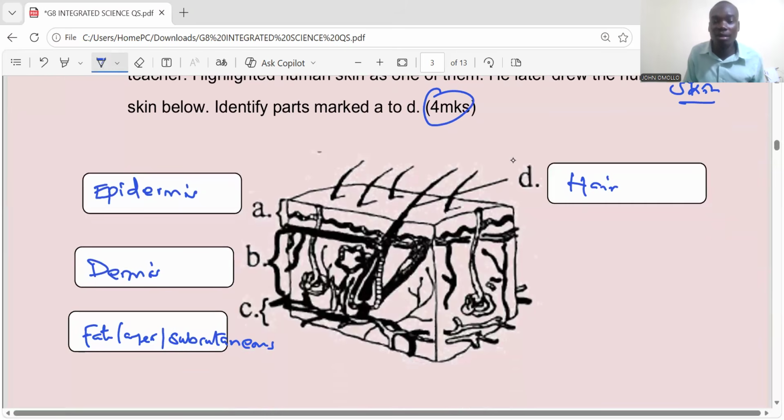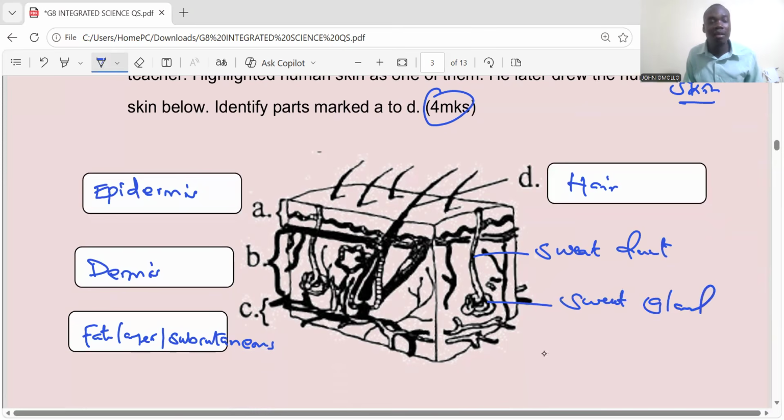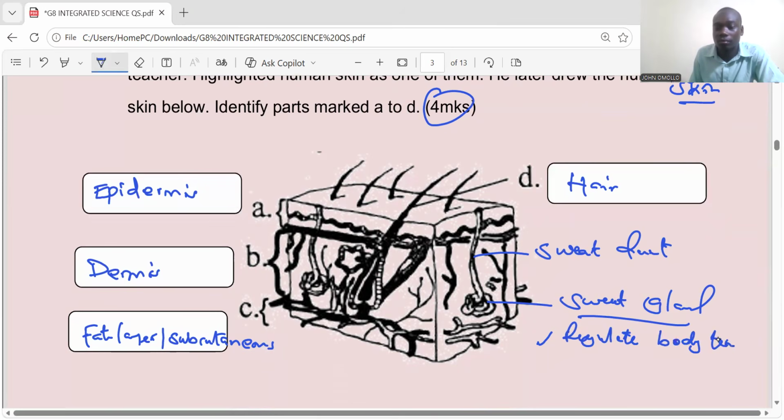Other parts include this area, which is called the sweat duct. And down here is called the sweat gland. And there are 3 functions of the sweat gland. Number 1, the sweat gland helps regulate body temperature. Number 2, the sweat gland helps excrete wastes.